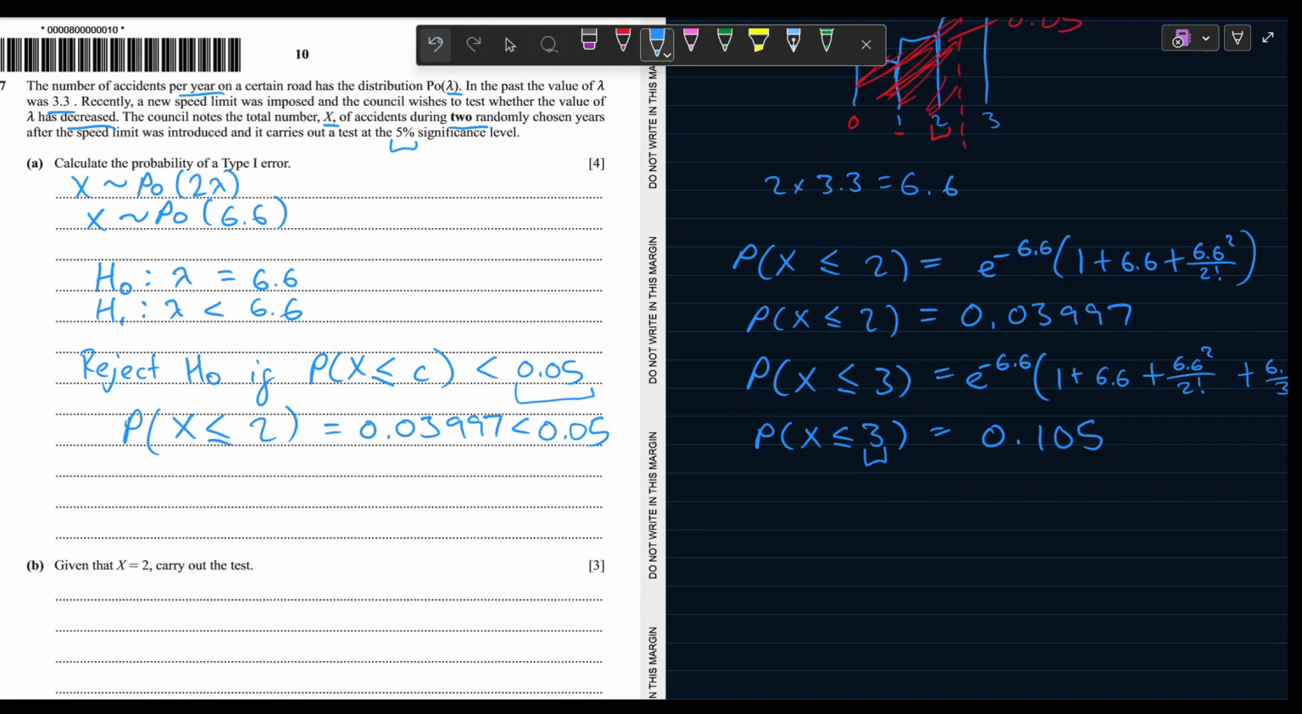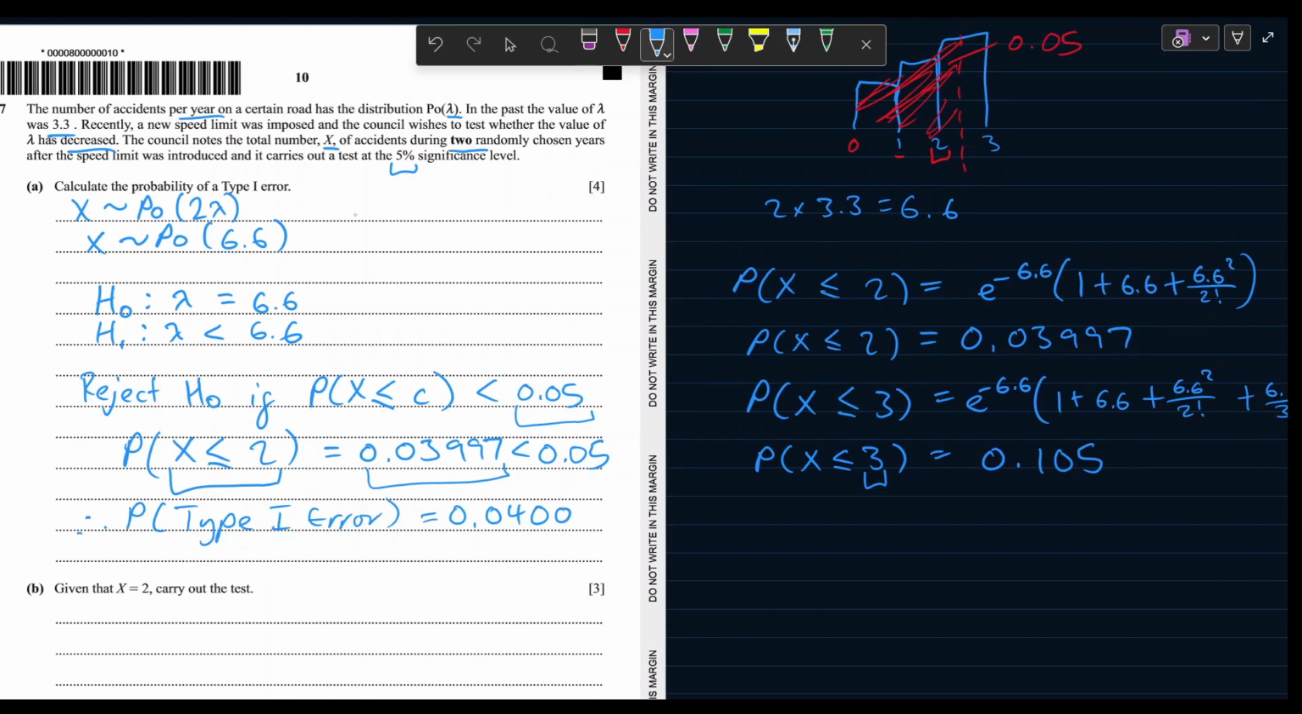This is the rejection region, and this becomes the probability of a type 1 error. So the probability of a type 1 error, rounded to 3 significant figures, is 0.0400. All right, and then part B.